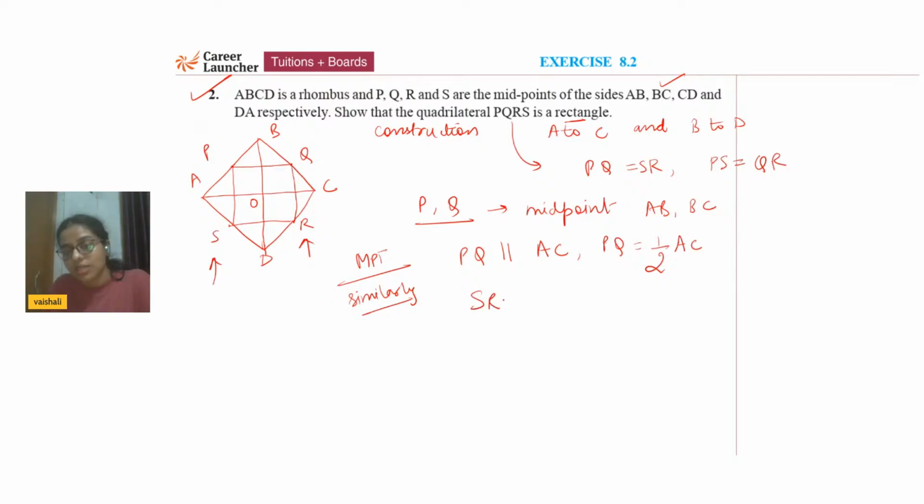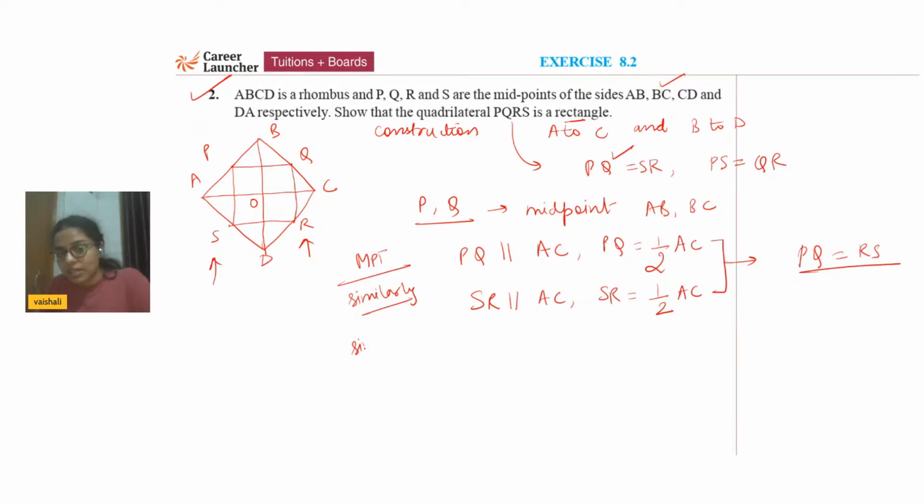So it means my SR is parallel to AC, and not only that, it is equal to half of AC. And from these two conditions, I can say that my PQ is equal to RS. So it means मैंने एक चीज तो प्रूव कर दी है, which was this: PQ is equal to SR और RS एक ही बात है, ये दोनों इक्वल है.